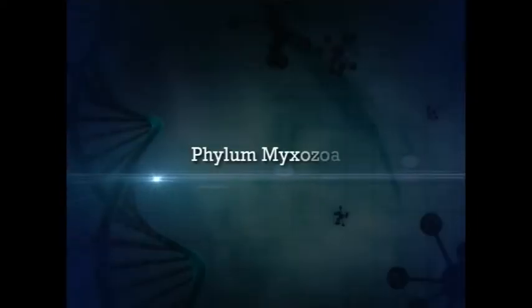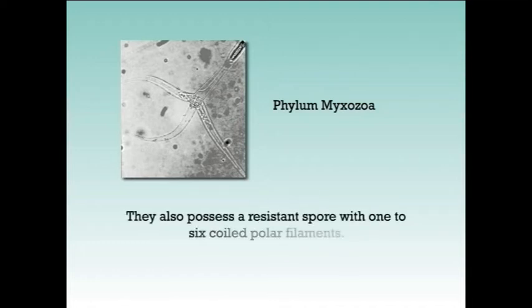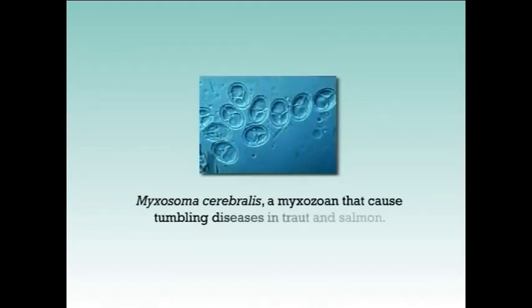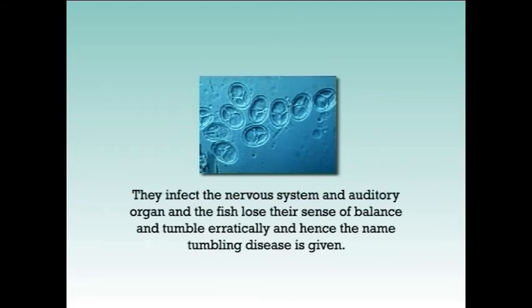Next is phylum Myxozoa. Myxozoans are parasites of freshwater and marine fishes. They also possess a resistant spore with 1 to 6 coiled polar filaments. Myxosoma cerebralis is a myxozoan that causes whirling disease in trout and salmon. They infect the nervous system and auditory organ, and the fish lose their sense of balance and tumble erratically, and hence the name tumbling disease is given.